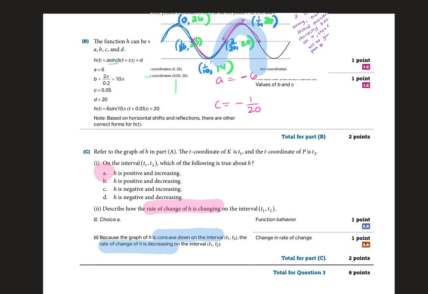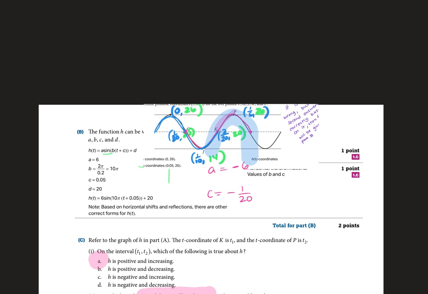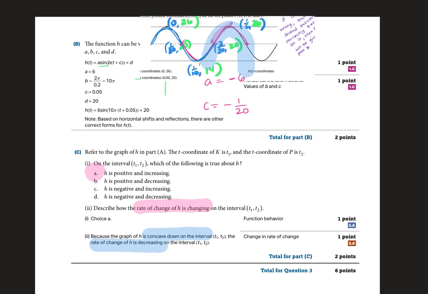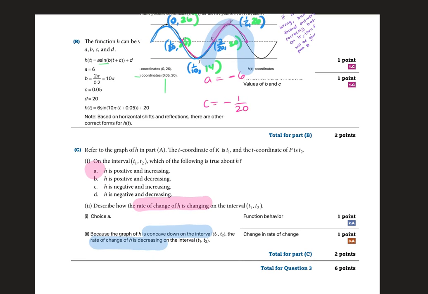Questions? Wait, it was positive decreasing. It's positive and increasing. Your Y values are getting higher, right? You're going from 20 to 26. No, I'm talking about part 2C. It's concave down, so rate of change is decreasing. That's what you need to say. You don't have to say that it's positive. Nope, because it's asking how the rate of change is changing.